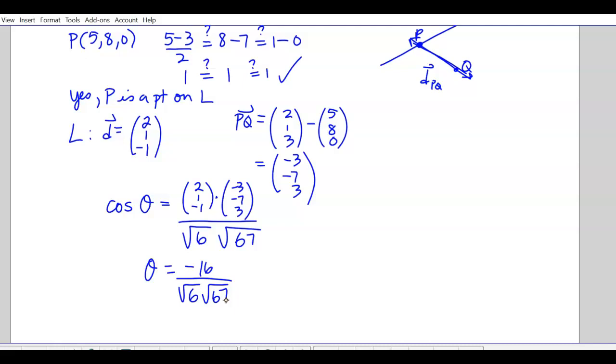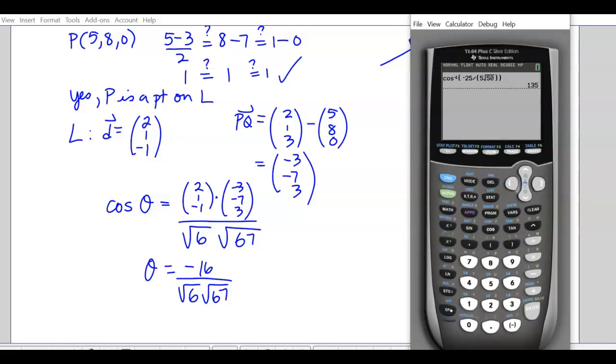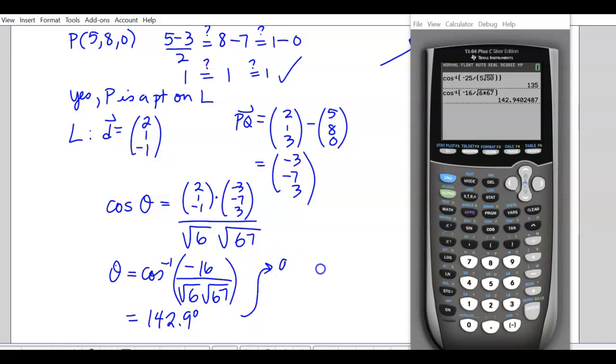Okay, and then calculator. Second cos. Again, you know it's going to be obtuse, so the acute angle will be 180 minus that. 37.1.